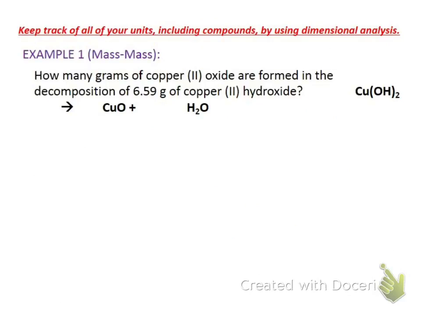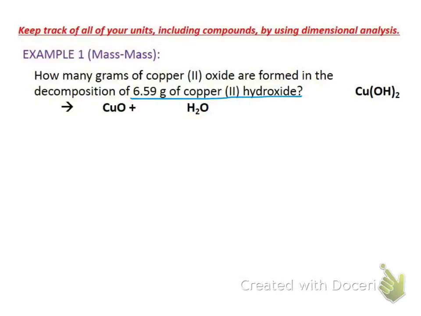All right, so first of all, this is going to be a mass to mass, meaning we're going to start with grams and go to grams. Okay? This is going to be very important that you keep track of your units, and this is going to be a big dimensional analysis problem. Okay, so let's read the problem. We want to know how many grams of copper 2 oxide are formed from 6.59 grams of copper 2 hydroxide.